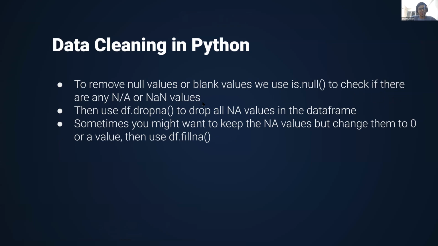You should be sure to always check for null values and NA values. And we can use the function is.null to check that, and then dropna to remove all of the NA values in the data frame.